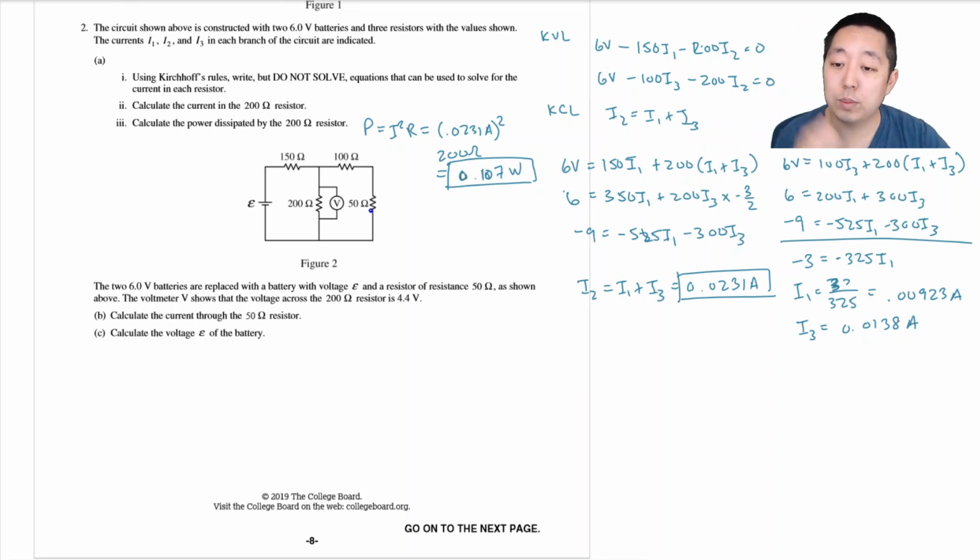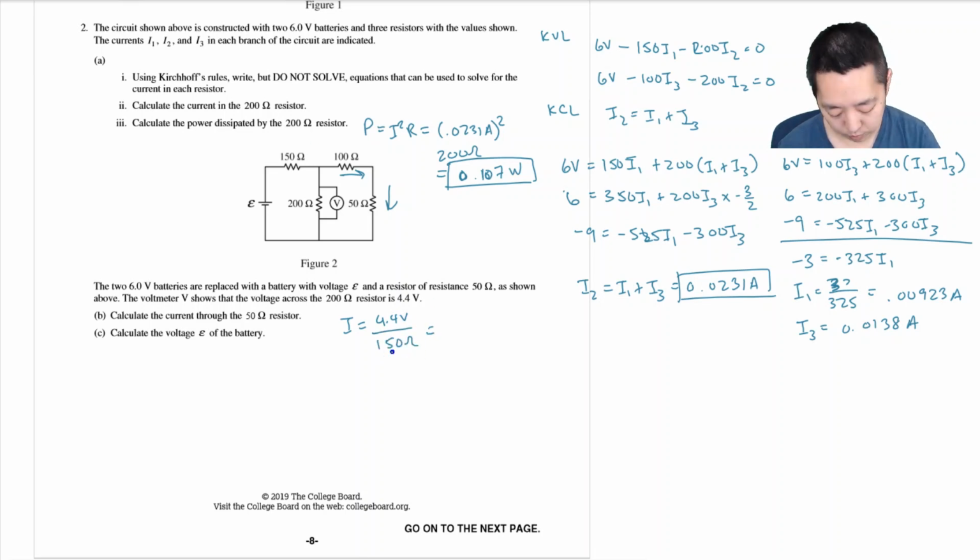The two 6-volt batteries are replaced with a battery with a voltage and a resistance of 50 ohms, as shown in the above. The voltmeter shows the voltage across the 200 ohm resistor is 4.4 volts. Calculate the current through the 50 ohm resistor. Well, I know this voltage is 4.4 volts, and that means this drop across here, like these two are in parallel, also has 4.4 volts, right? And these are in series, so whatever the current is through here is the current through here. So I can just simply do the 4.4 volts divided by 150 ohms.